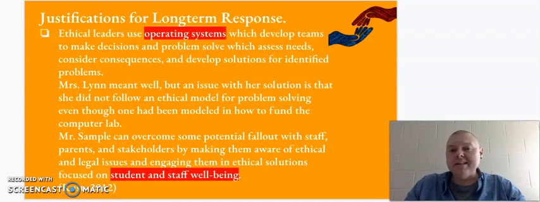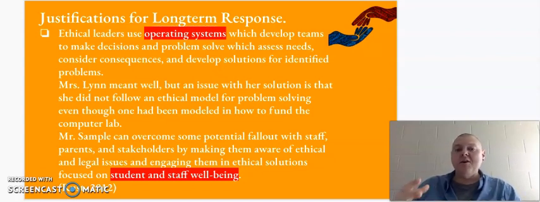Ethical leaders use operating systems which develop teams to make decisions. They don't just do things on their own. They problem solve, they assess needs, they consider consequences, and develop solutions for identified problems. Mrs. Lynn, in this particular instance, meant well, but one of the issues with her solution is not just that she violates copyright law, but she didn't engage others in determining what the best way forward was. She just took it on herself to begin copying these things, even though we had already had a healthy model for fundraising that was modeled by the school in the way that they developed the computer lab.